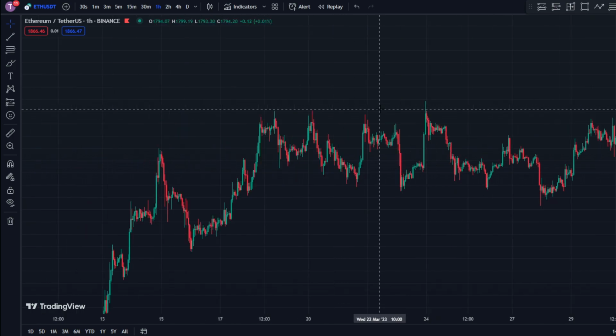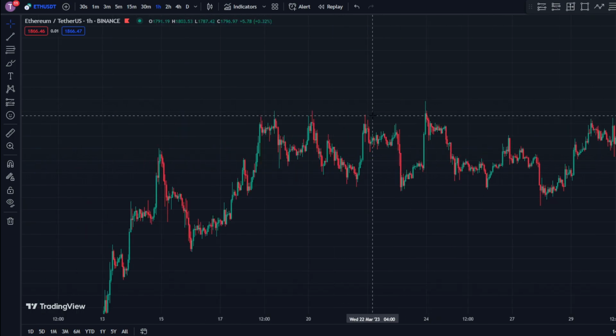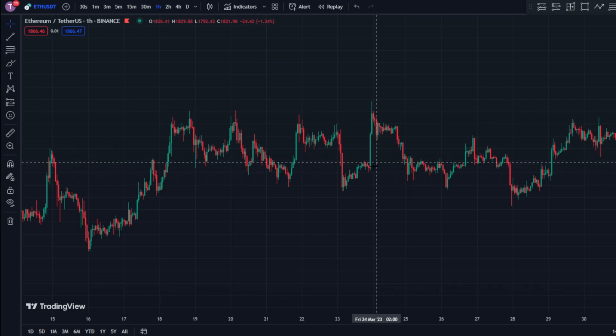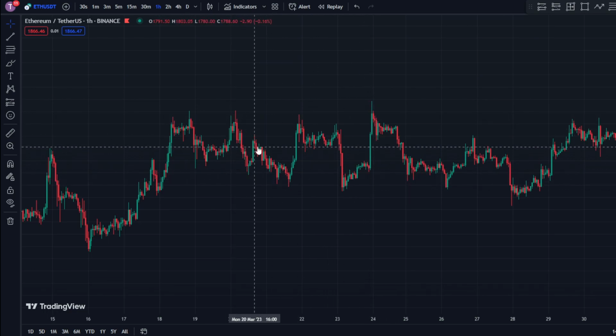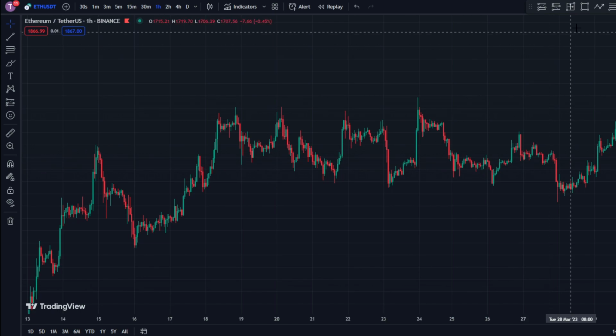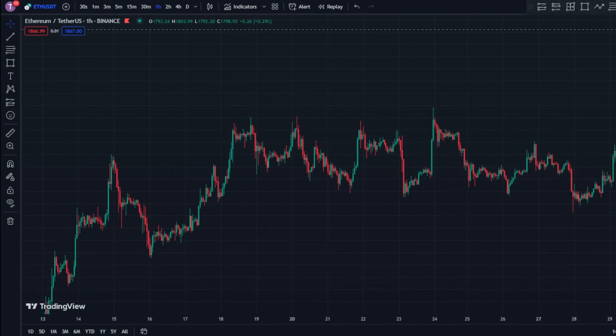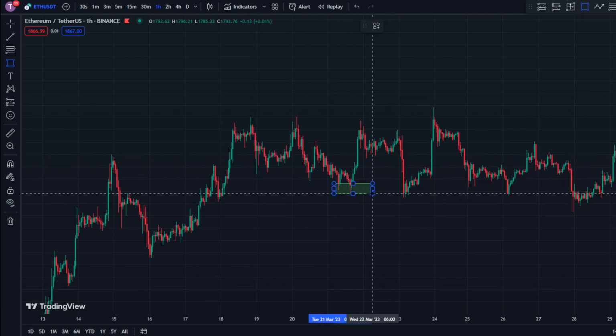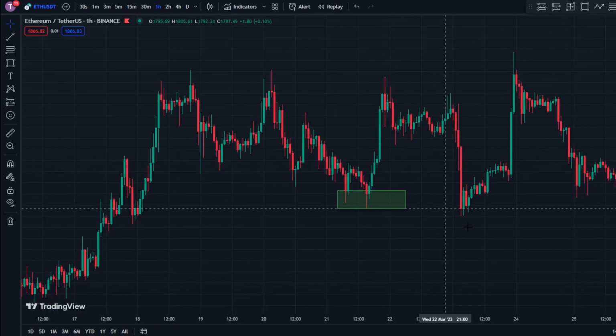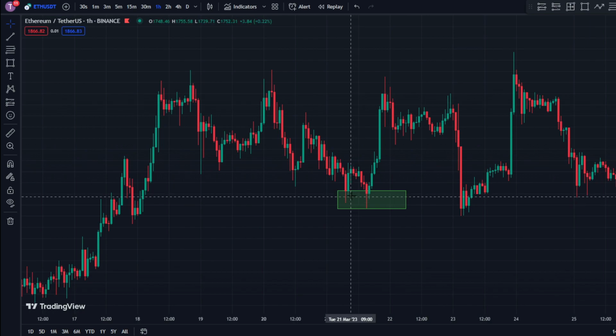I think it's pretty easy for me to tell where the support zones are, so I'm going to teach you how to tell where the support zones are. First up, you want to identify an area where price bounces a couple of times. Let's look right here. We have quite a perfect example here. You want to look at these two areas here. You can see that when price reaches this area down here, it bounces up, reaches this area, it bounces up.